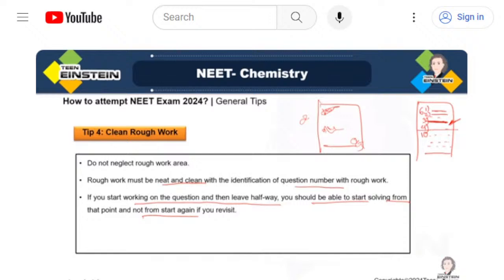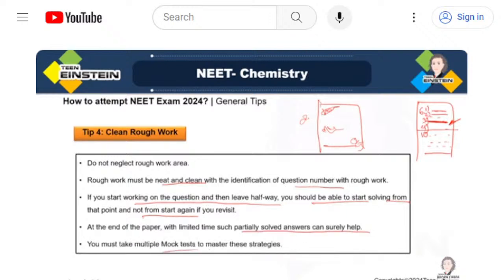Now it depends on you. Even if I think it is not clean, to you it may be clean because you can understand your handwriting better. So it is up to you. I am just saying try to do the rough work in such a way that if you leave it halfway, you can come back and start solving from the point where you left off. That is the reason. At the end of the paper with limited time, such partially solved answers can help you.